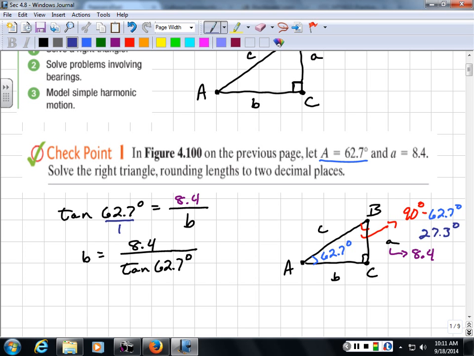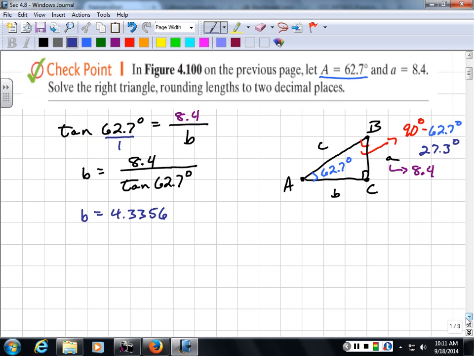And you do not change the value of the proportion. So then go ahead and do that actual division. Make sure that your calculator's set in the right mode, and this one is going to be in degrees. So we do 8.4 divided by the tangent of 62.7, and I get b is equal to 4.3356. Do not round it off yet because I still need to find c. I could round it off and say b is equal to 4.3, but I want to use this in my actual calculation.